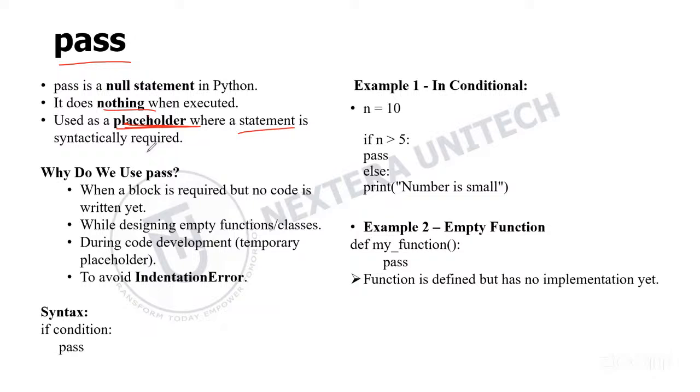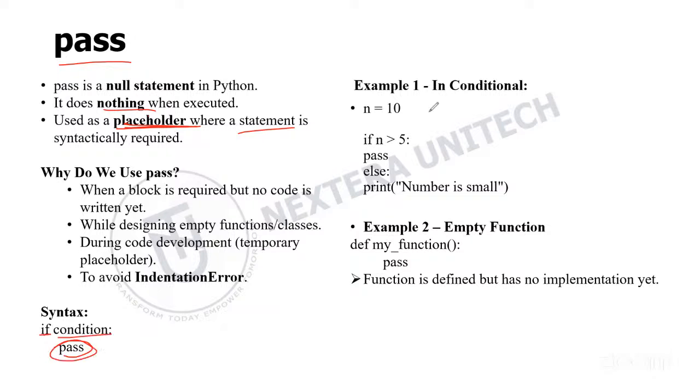So sometimes when Python syntax requires a block of code, but we are not ready to write the code yet, we can use a pass statement there. So it will work as a placeholder during development, and it is also used in creating empty functions and empty classes. And also to avoid indentation errors, you can use this pass. So the syntax is you can use an if condition and you can just write a pass statement.